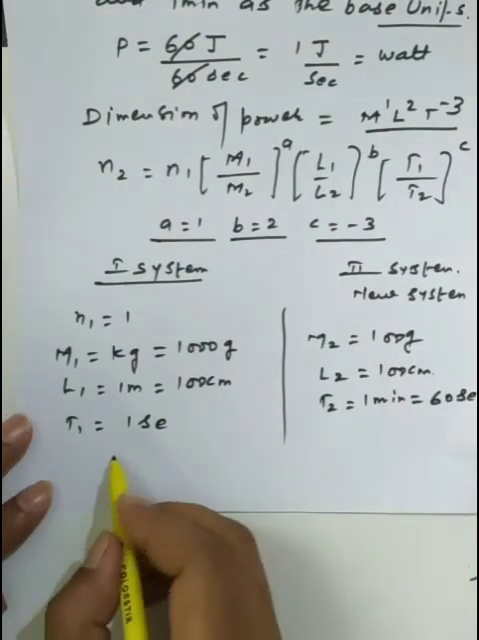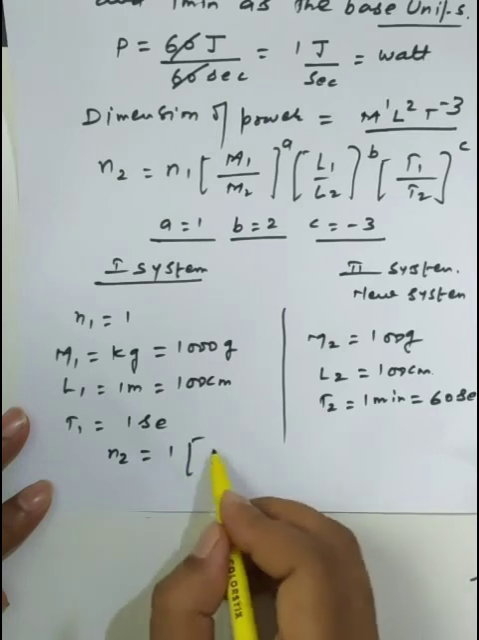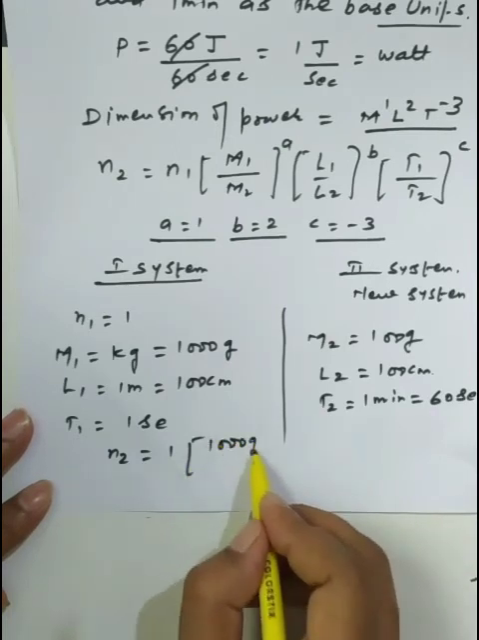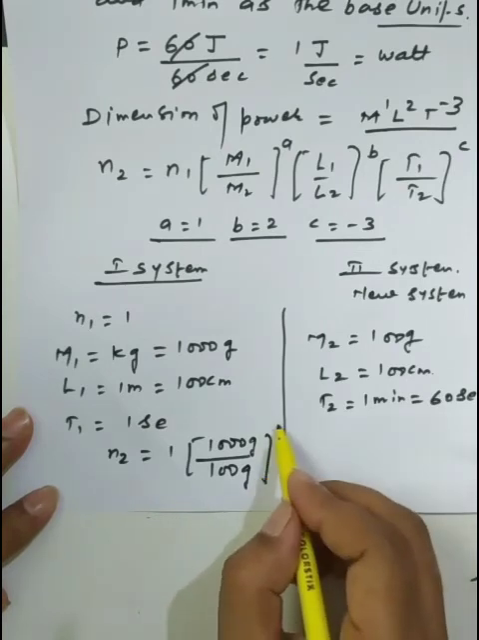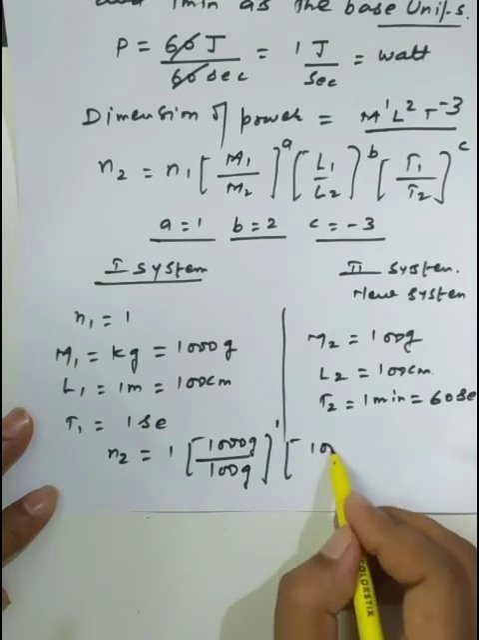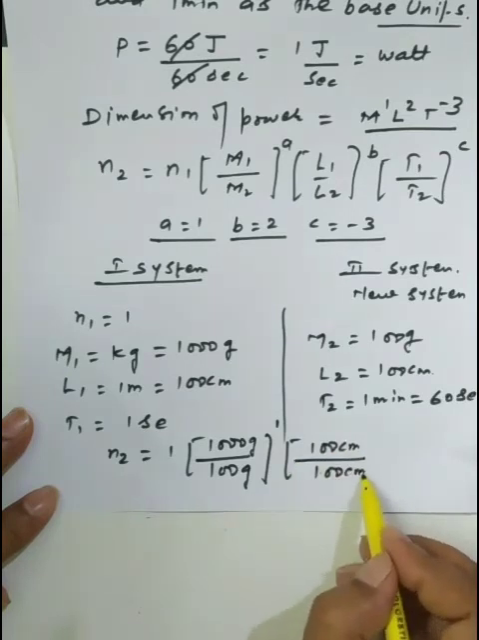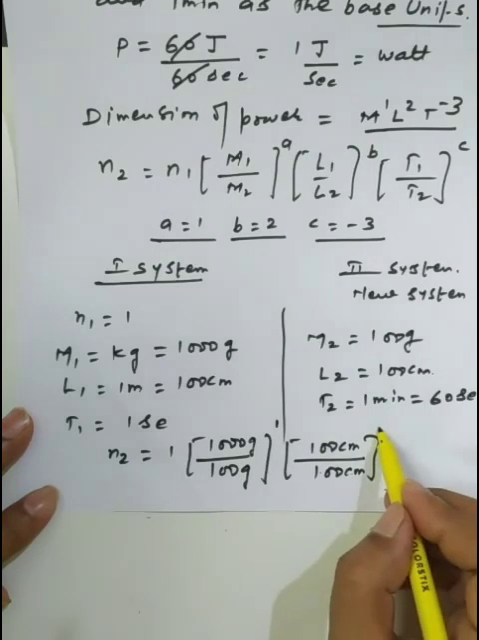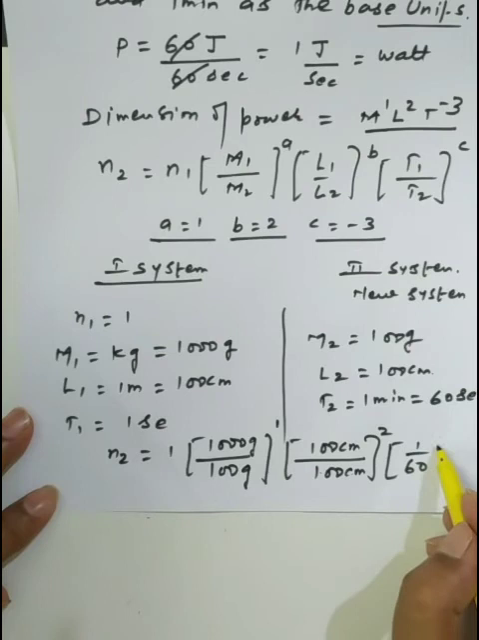So we get the resolution: N2 is equal to N1, that is 1, into M1 upon M2, that is 1000 gram divided by 100 gram, that is called a is equal to 1. Next we have L1, that is 100 centimeter divided by 100 centimeter, and the power is 2. Then we have 1 upon 60, second to second will cancel out, and the power is -3.